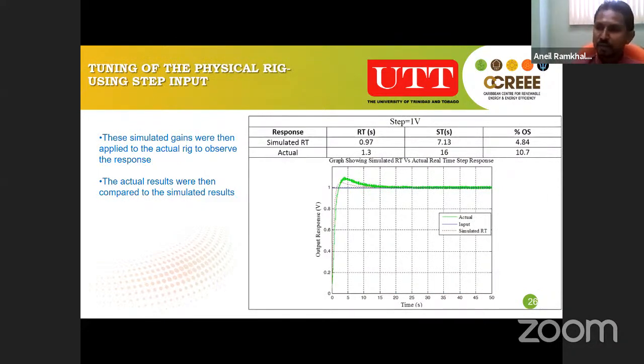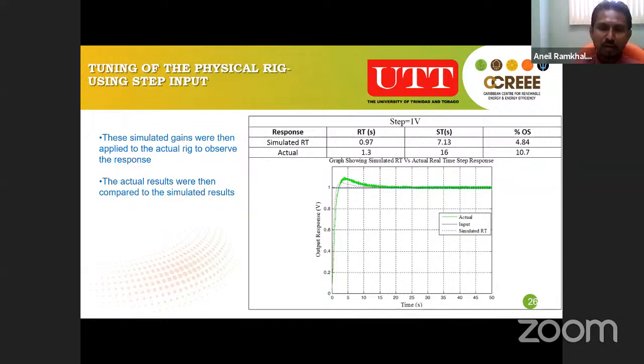will respond. And this graph here, this green line, shows the output from that hydraulic rig. This is just a step response, and you'll see a red dotted line here that was the simulated response. So from the values here, they were reasonably close and within our tolerance.